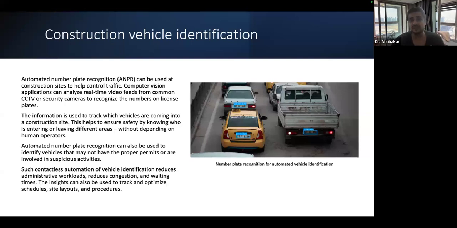Construction vehicle identification and management, right? For example, you want to count how many dump trucks have left the site and entered the site, and by comparing their generic volume, you can calculate your productivity as well. There is NPR, number plate recognition, for automatic vehicle identification. This is also one of the very important things. Recently I also published research in that, where we did productivity measurement using this kind of algorithm.